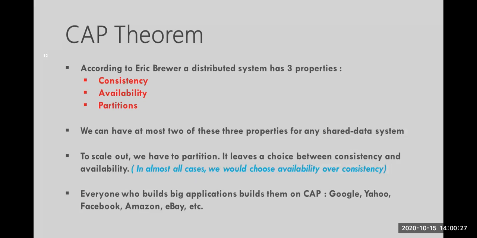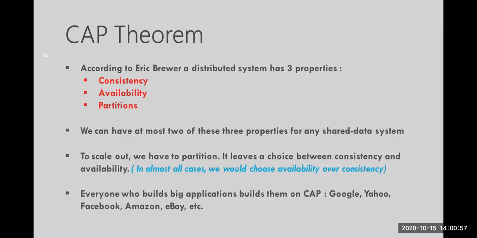Brewer proposed the theorem that we can have at most two of these three properties, consistency, availability, and partition, for any shared data system. As it's a distributed system, for any shared data system, you can have only two of these given three properties.